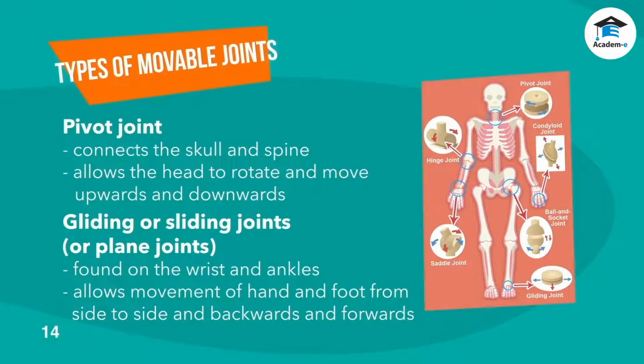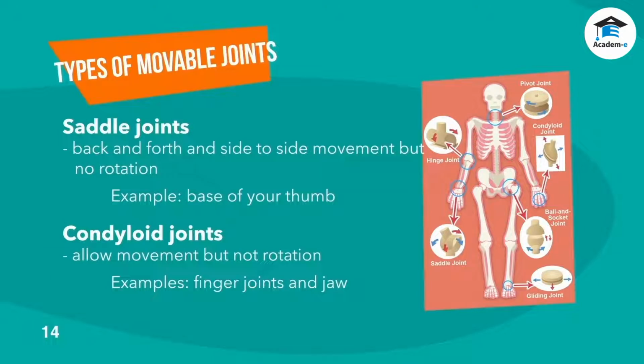Gliding or sliding joints are plane joints that are found on the wrist and ankles. It allows movement of hand and foot from side to side and backwards and forwards. Saddle joints allow back and forth and side to side movement but not rotation. Example: the joint at the base of your thumb. Condyloid joints allow movement but not rotation. Examples: finger joints and your jaw.